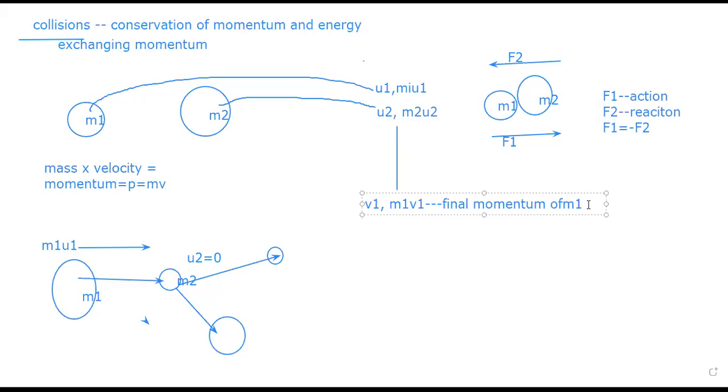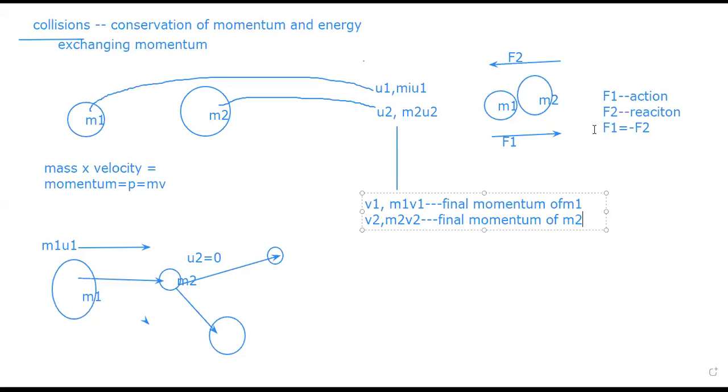Next, we can take the second one. The second one's velocity is also changed because they exchange momentum. So the second mass will have the velocity v2 after the collision. It will have the momentum m2 v2, which is the final momentum of m2. So we have calculated the momentum.